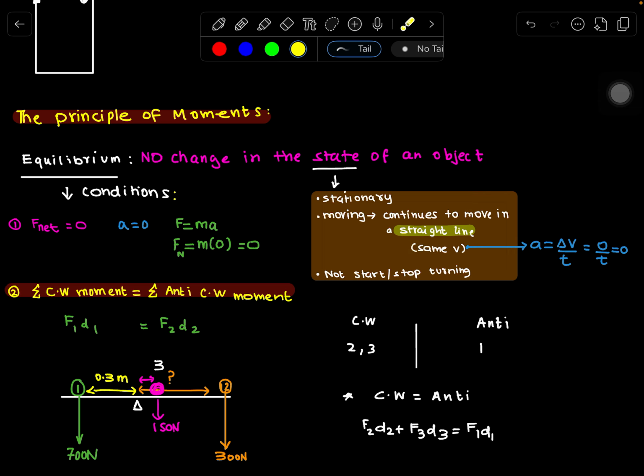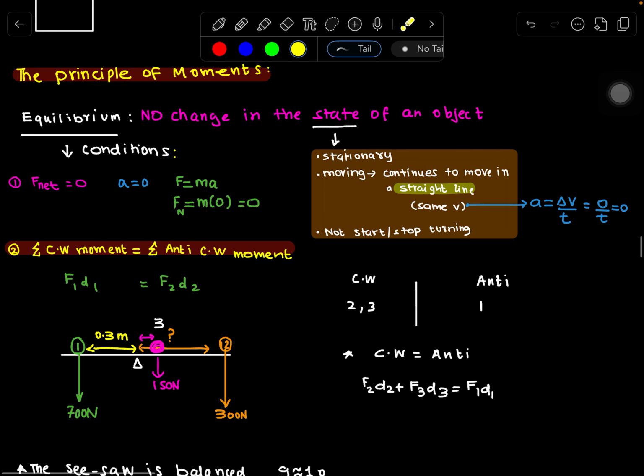It's not that an object has to be stationary in order to be in equilibrium and in order for the net force to be zero. The net force can be zero even when the object is moving, but the condition is that its velocity must be constant, because in that case, acceleration will be zero and net force will ultimately be zero. I hope that's clear.